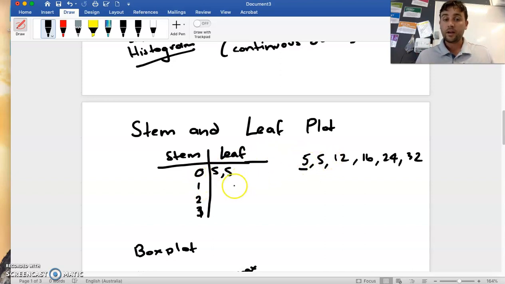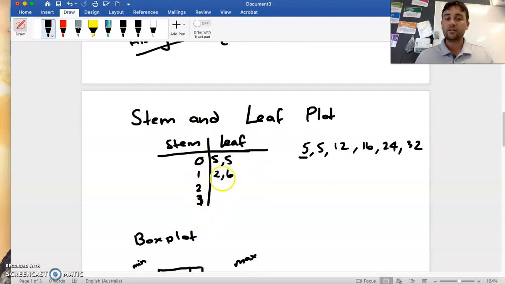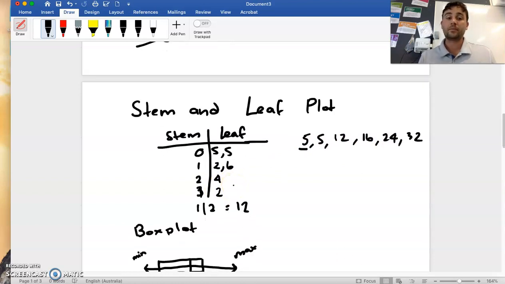This stem would indicate anything in the teens here. So if I've got the number 12, I would write 1 in the stem and a 2 in the leaf. Here we've got the number 16, 1 and a 6 in the leaf. So that would indicate there's a 12 and then there's a 16. Now that's on the indication that this stem and leaf plot is in the teens. Okay, it could be in the hundreds, could be in the thousands, etc, etc. It will say down here, okay, it'll say 1|2 represented as 12. It will state that down the bottom. 24 would be 2 in the stem, 4 in the leaf, and 32 would be 3 in the stem, 2 in the leaf. Okay, so that's your stem and leaf plot.